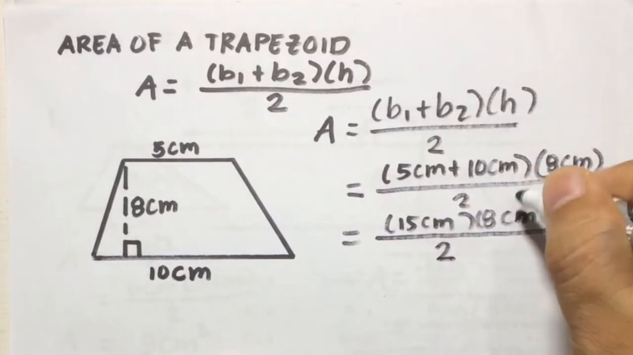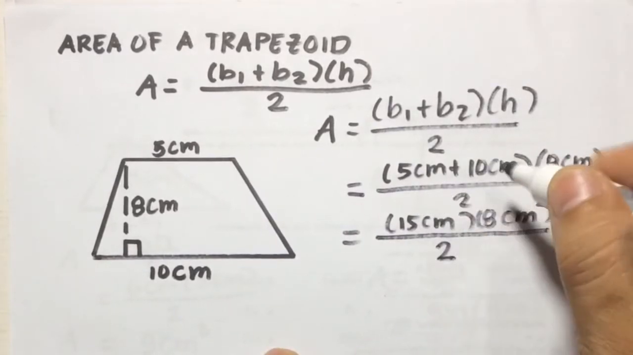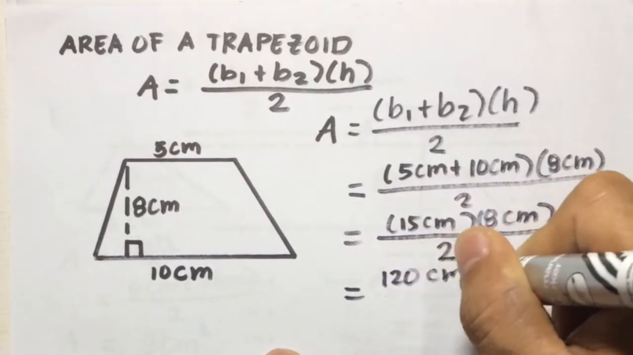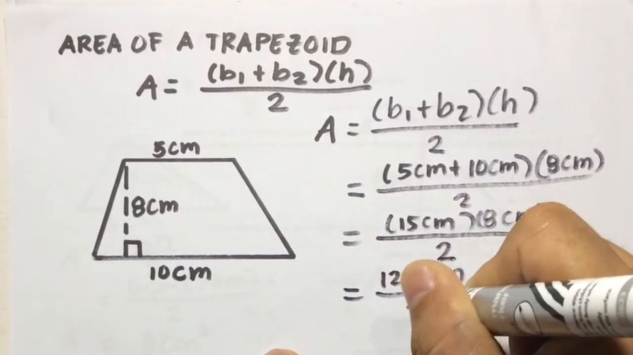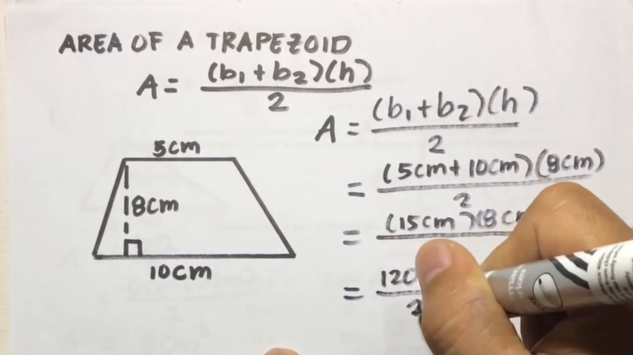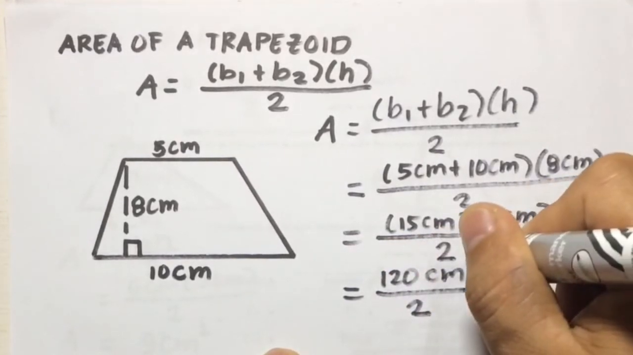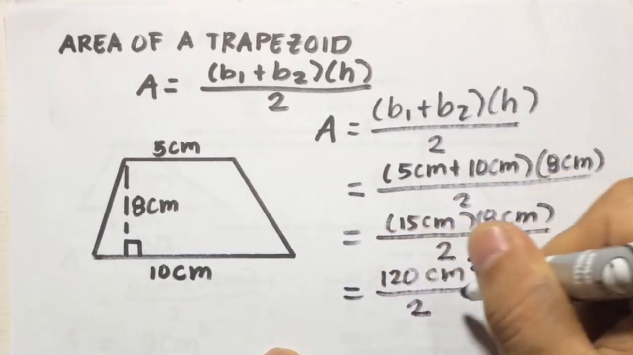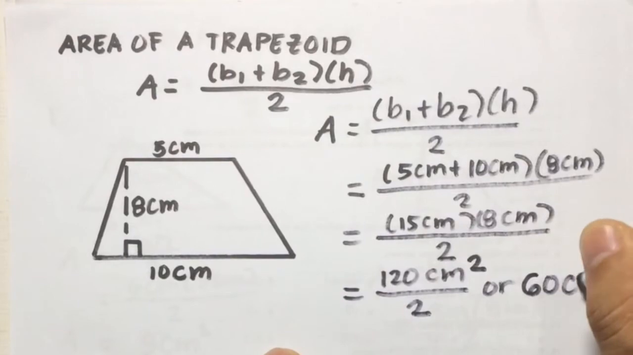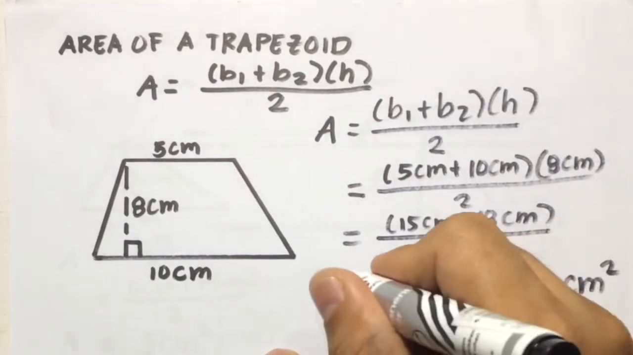15 times 8 is 120 centimeters squared. Then divide this one by 2. So you're going to have your area as 120 divided by 2, which is cm squared. 120 divided by 2 will be 60. So your area will be 60 centimeter squared.